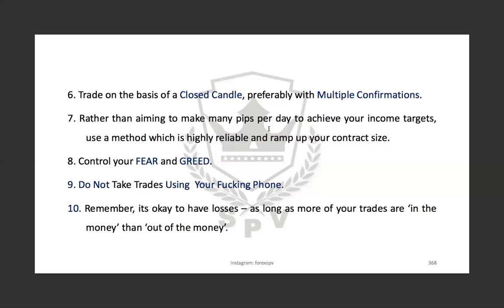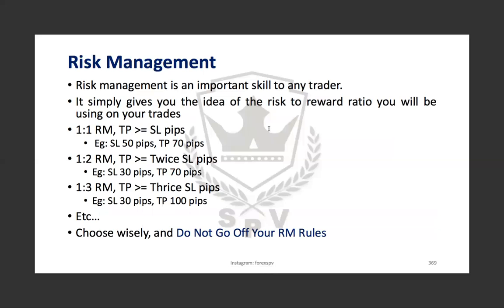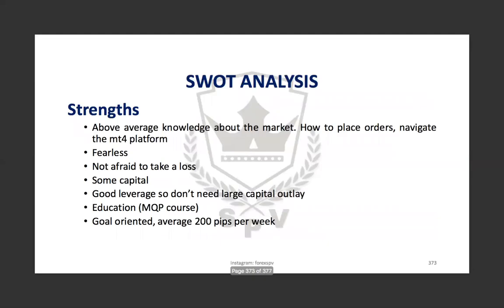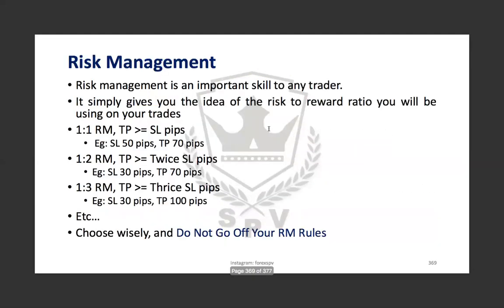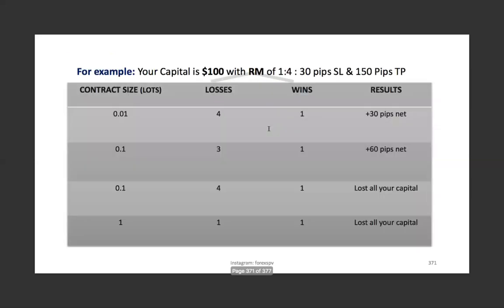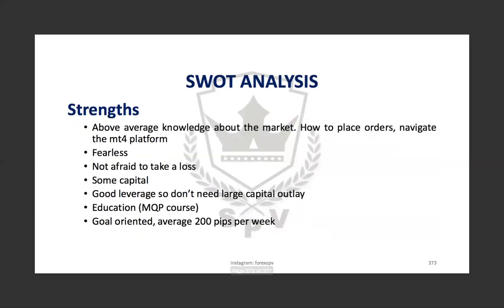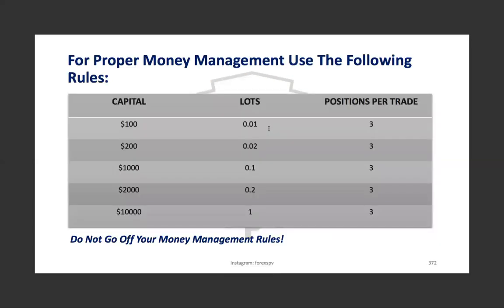And always remember, it's okay to have losses. So it's okay that your entry has hit your stop loss, as long as more of your trades are in the money than out of the money. So the aggregate should be positive. The part of risk management and money management, I usually don't teach this part. The only thing that I tell you, use a contract size that does not interfere with your emotions. That's the only way you manage your money, you manage your risk.